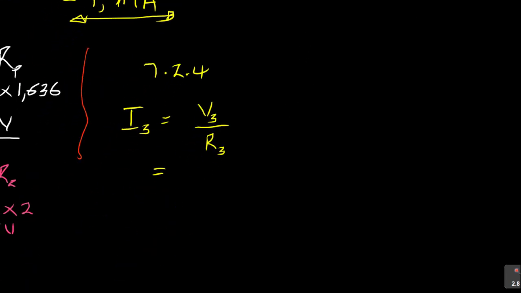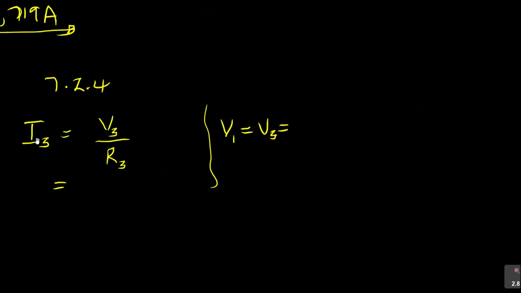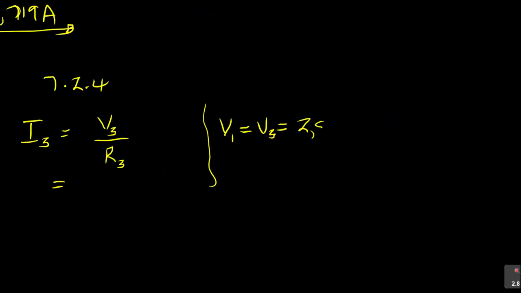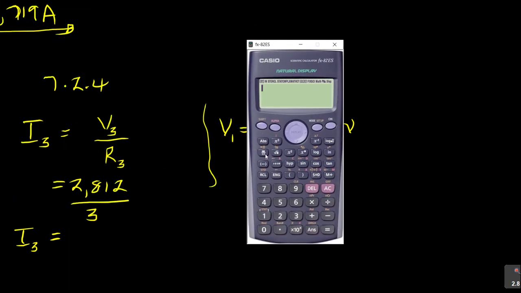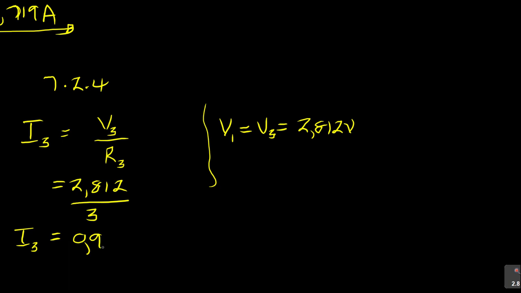So here, just as a reminder, V1 is equal to V3, which is equal to what we calculated as 2.812 volts. So that's what we use here, which is 2.812 over R3, which is 3 ohms. Then you're going to get your current. Now when you do that, it will give us the current, which is 2.812 over 3. And then what do we get? We get 0.937 here. 0.937, but current is in amps.